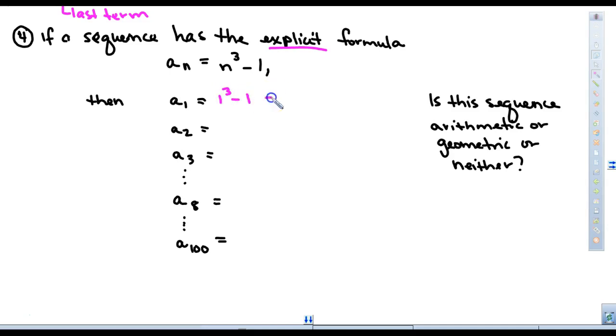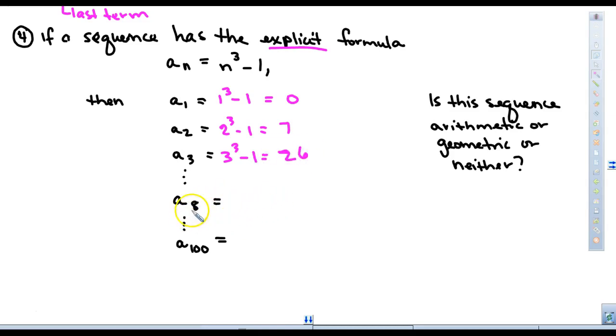And so what I'm figuring out right here is that my first term is going to be 0. If I want to know my second term, I just put 2 in the place of n here, which means I have to put 2 in the place of n here. So my second term is 7, and then my third one, and so on. Okay, so my next one is going to be 26.